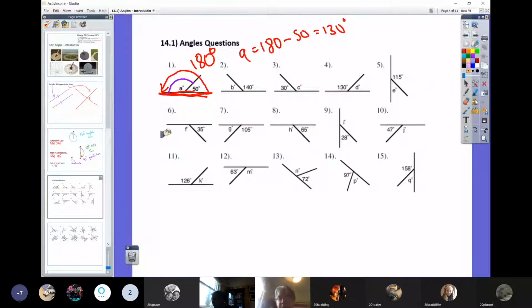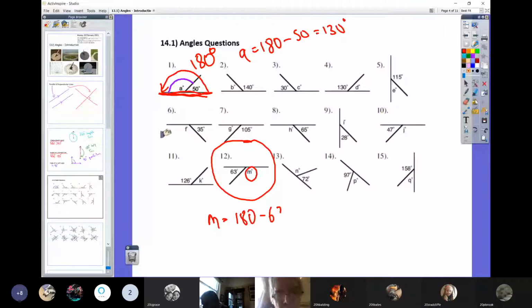Okay, so let's take another one at random. Let's look at question 12. How would we work out what M is? Well, together they form a straight line, so the two angles together are 180 degrees. So M must be 180, take away 63 degrees. All the questions on that page are angles in a straight line totaling 180.